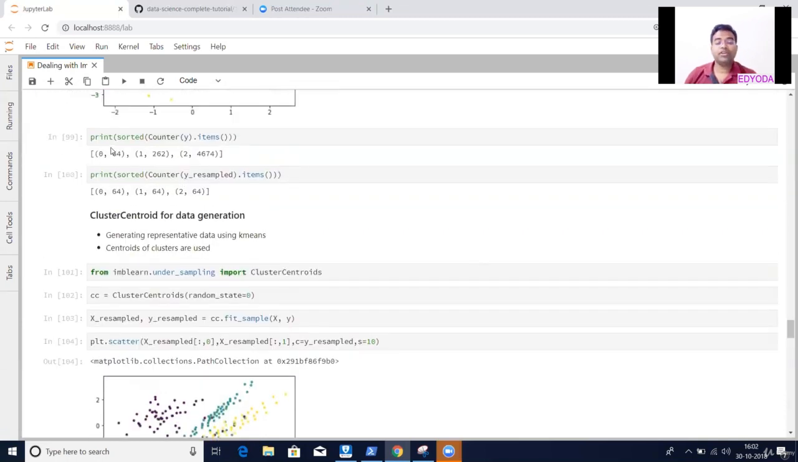And we can see using this counter method. So before undersampling, this was the distribution. After undersampling, this is the distribution. The next method is cluster centroid.